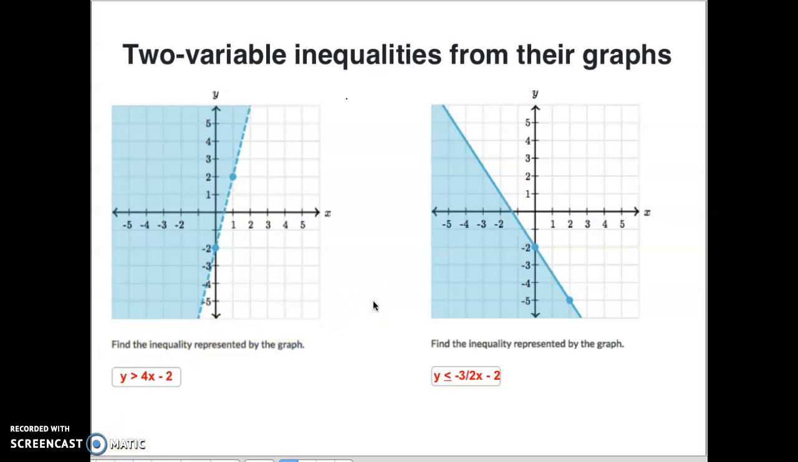Your two variable inequalities from their graph. So this is the first con you're going to be doing. The first one, I guess I've already given the answers here. I didn't quite mean to do that. But let's go through how I got those answers.